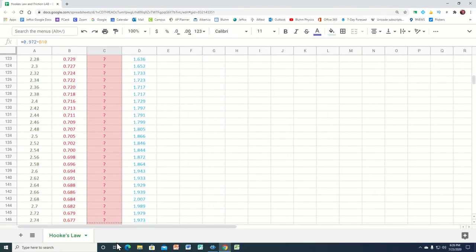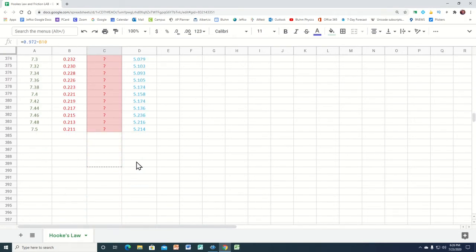So 2 seconds, 3 seconds have gone by, 4, 5. I think I did it in 7.5 seconds altogether. So we're going to copy it down to 7.5 seconds. And after 7.5 seconds, we have stretched the spring 0.760 meters in length.